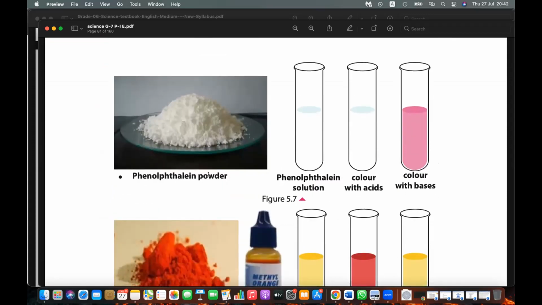So this is phenolphthalein powder. You can mix a small amount with water and it will be colorless. When you put it in acid, it is also colorless. But when you put it in a base, it will show a purple color. Have you seen this incident? When there is an oil mark on your dress or some clothes, when you try to wash it using soap, sometimes there will be colors. Have you seen that? The color changes when washing with soap.